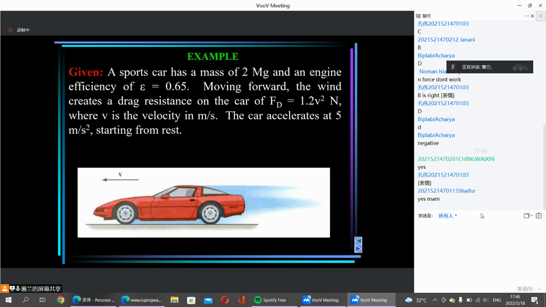Just like here for a car, this is a sports car. A sports car has a mass of 2 Mg and an energy efficiency of 0.65. The efficiency is given, and the efficiency is output power over the input power. Moving forward, the wind creates a drag resistance on the car of F_d equal to 1.2 V square Newton. What does it mean? When you drive a car, there will be resistance on the car by the wind. And we know the drag force will be a function of the velocity.